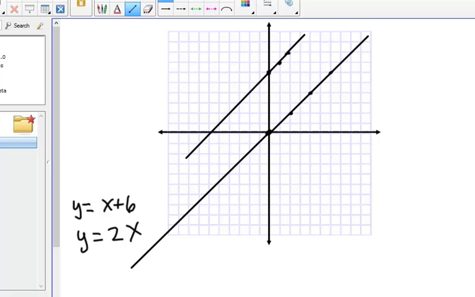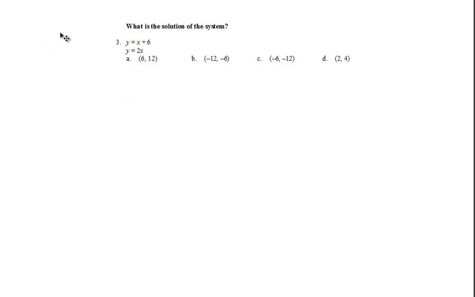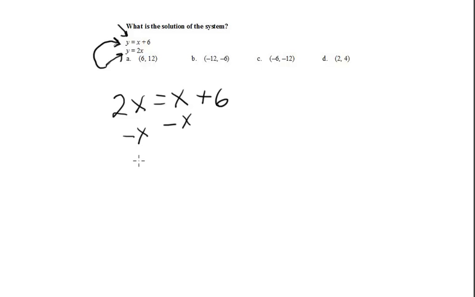So we're going to do that a different way. We'll use substitution for this one. This says y equals 2x. So whenever I see y in this other one, I'm going to substitute 2x. So I have 2x equals x plus 6. I just plugged 2x in for y there. I'm going to solve for x, minus x, minus x. And that gives me x equals 6.